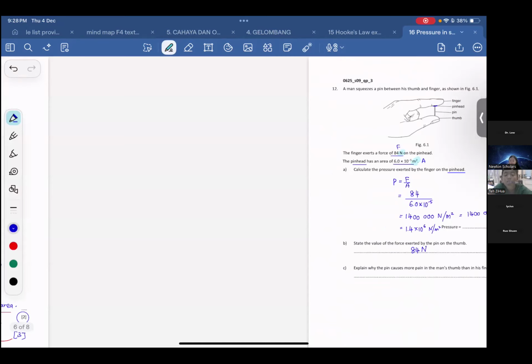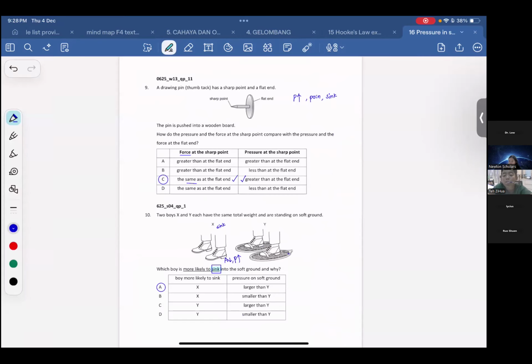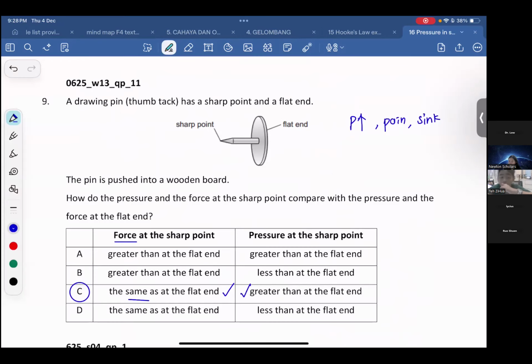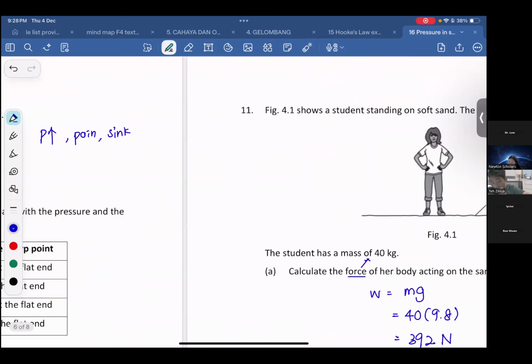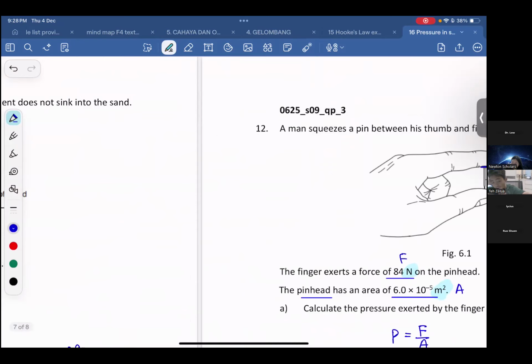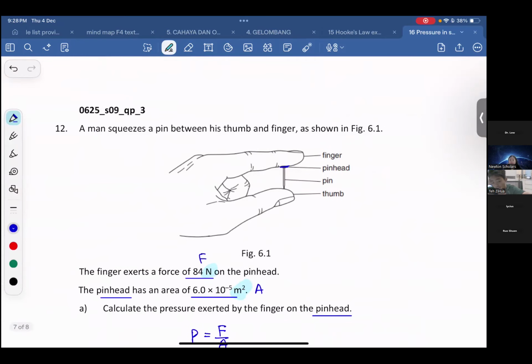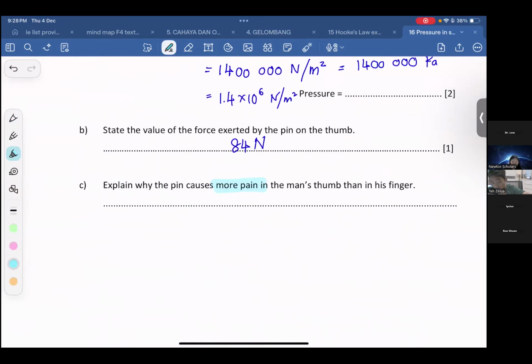So just now this question is the same thing. Okay. Drawing pin. So the drawing pin, what happened to the force at the sharp point compared to the flat end? Actually, they are the same. Okay, same force. Then after that, come back here. Explain why the pin causes more pain. See the keyword that I told you. Why more pain? Because higher pressure. Okay, let's say this is 2 marks.